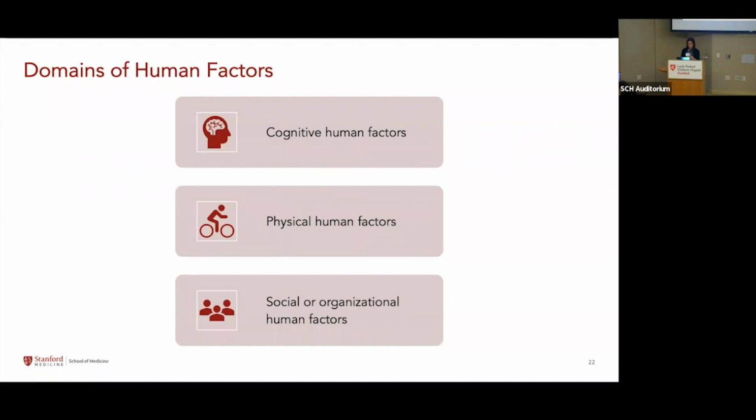The way to think about human factors can also be broken down into three categories. So there are three domains where people might subspecialize or focus on the work that they do within the human factors field. And these are cognitive, physical, and then social or organizational human factors. And I'll go through what encompasses each of these in the next few slides.